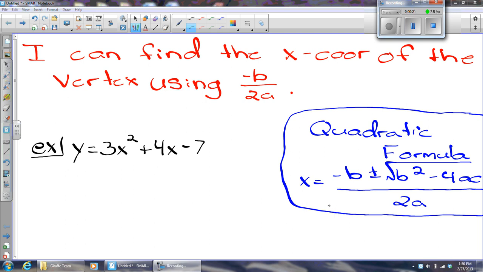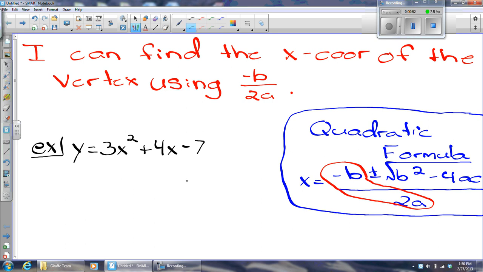Okay, so today we are going to talk about how to find the x-coordinate of a vertex using this formula, negative b over 2a. Now this formula comes directly from the quadratic formula. This part right here, we have the negative b over 2a. So we're going to use this to find the x-coordinate of the vertex.